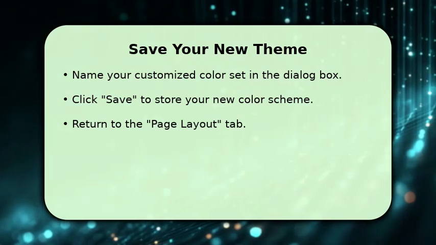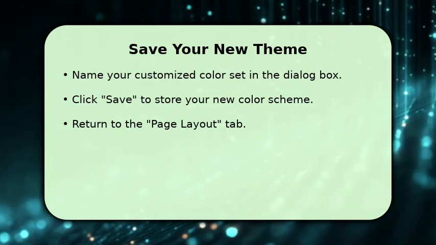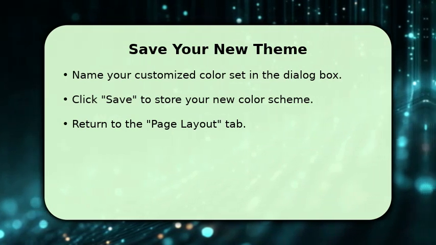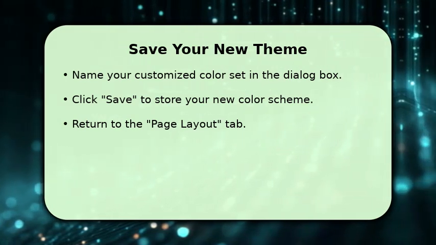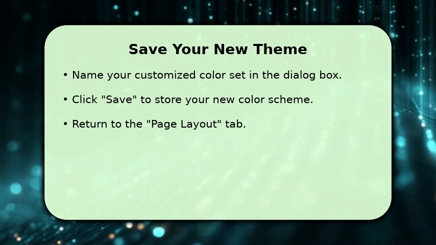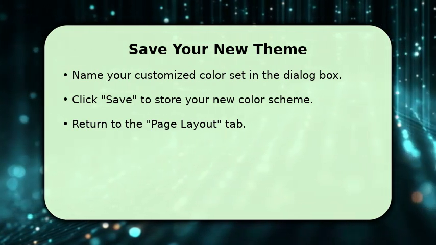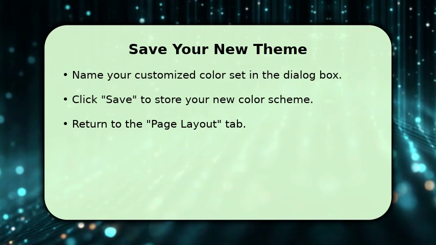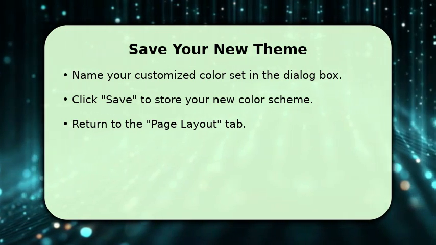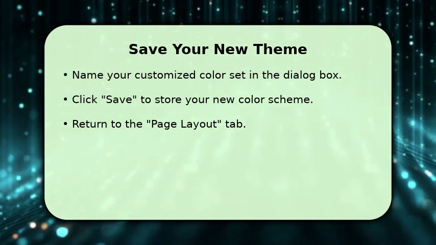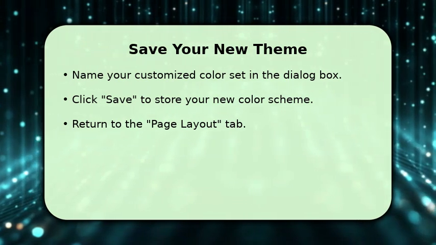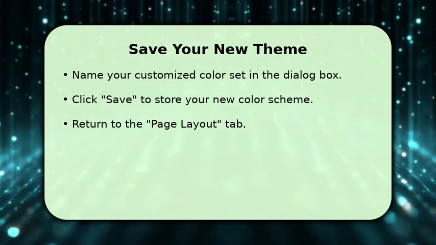Once you've perfected your color choices, give your new color set a descriptive name in the dialog box and click Save. This stores your custom color scheme. Next, while still on the Page Layout tab, click the Themes button. From the drop-down menu, select Save Current Theme. This action saves your entire theme, including your custom colors, fonts, and effects for future use.